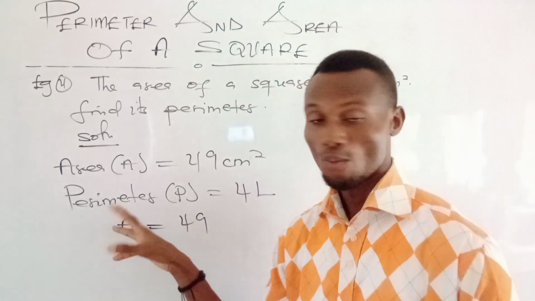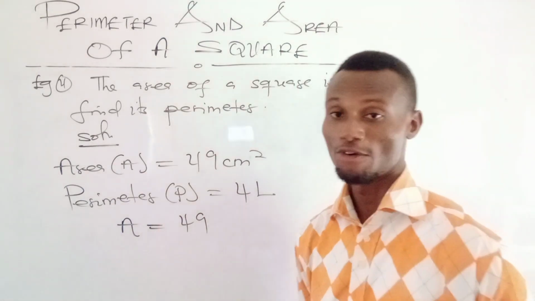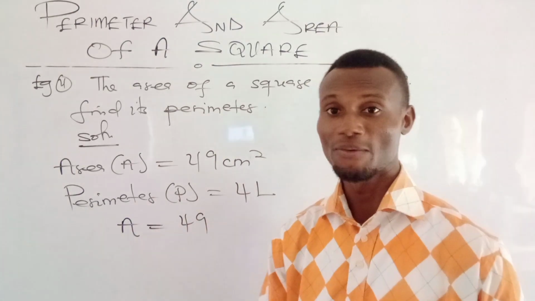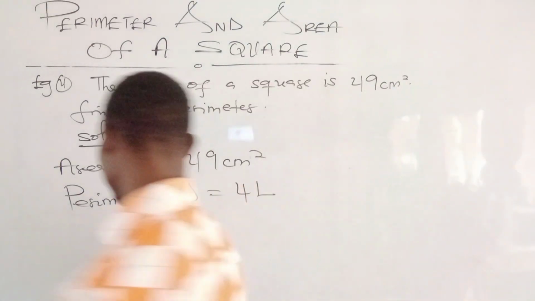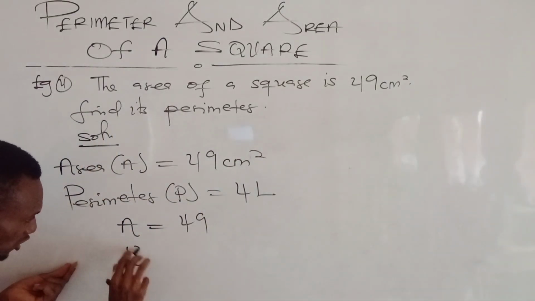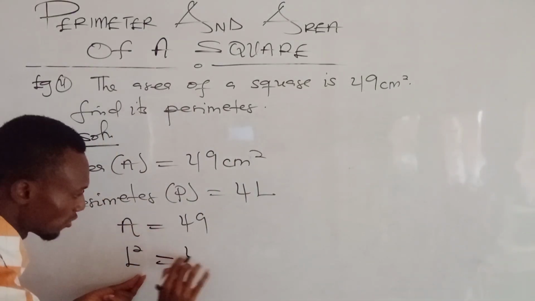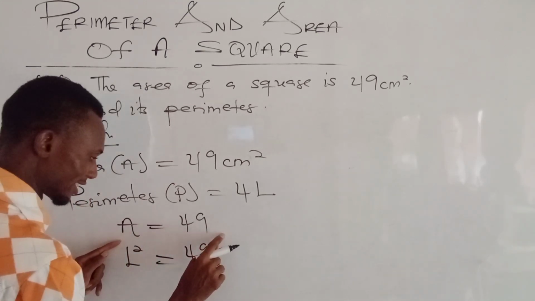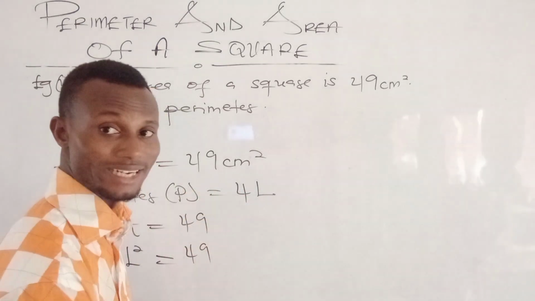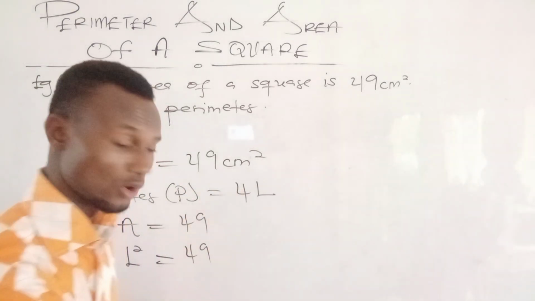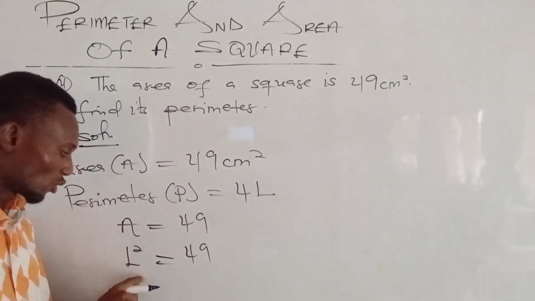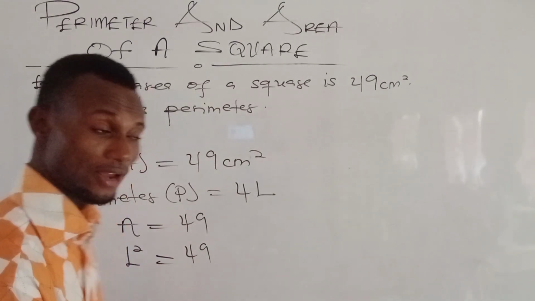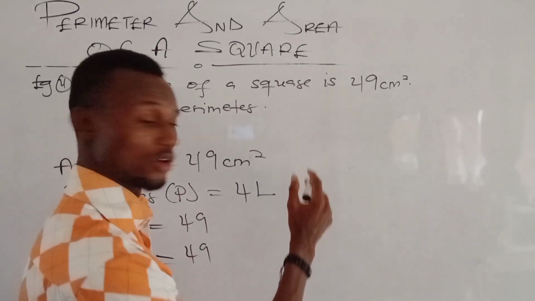So in place of the A, we can put the formula for finding the area of a square, which is L square. Hope you remember the formula for finding the area of a square is L square. So in place of the A, I can put L square equals 49. Now what you do here is to solve for L, which is the length that we need. Let me continue from here.